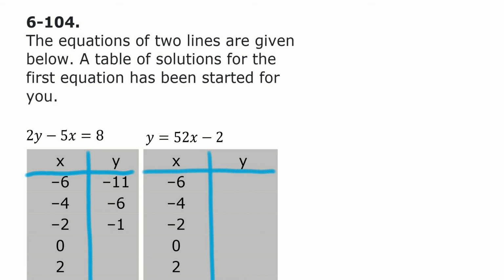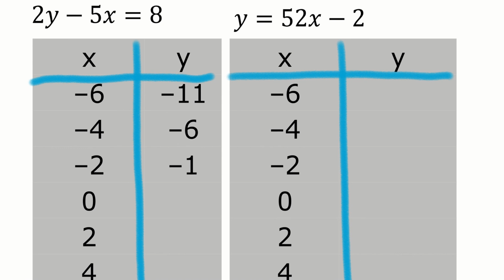Okay, we're starting item 4, our fourth item today at 1929, and it says the equations of two lines are given below. A table of solutions for the first equation has been started for you. Oh, that's so nice. They did start a table of solutions for me, didn't they? And one of the things that I noticed just looking at the pattern in this table is that these values increased by 2 units, right? They went up by 2, increased by 2, up by 2, up by 2, up by 2.